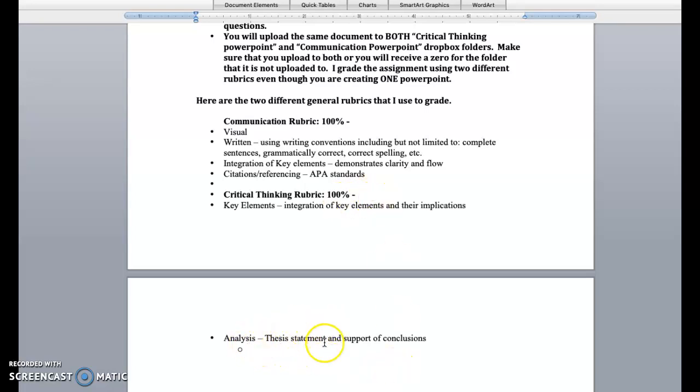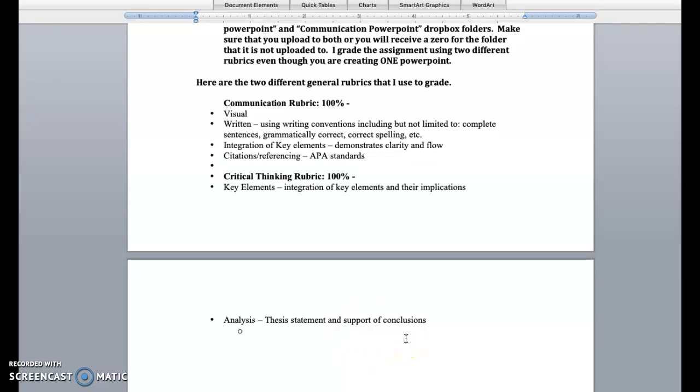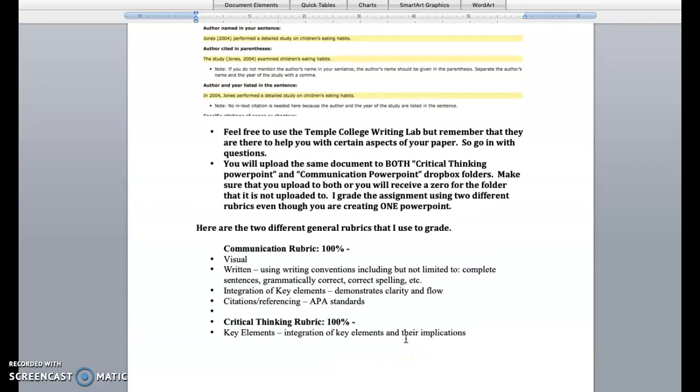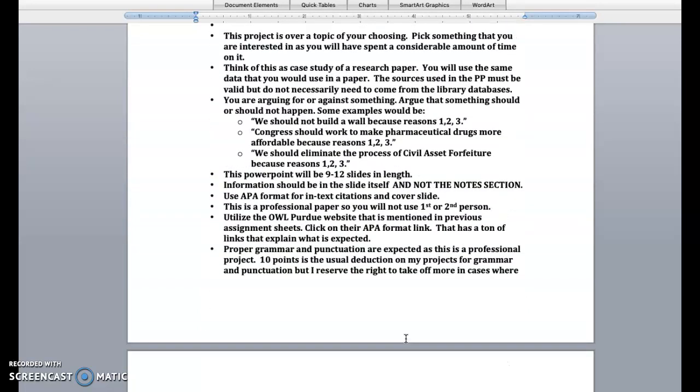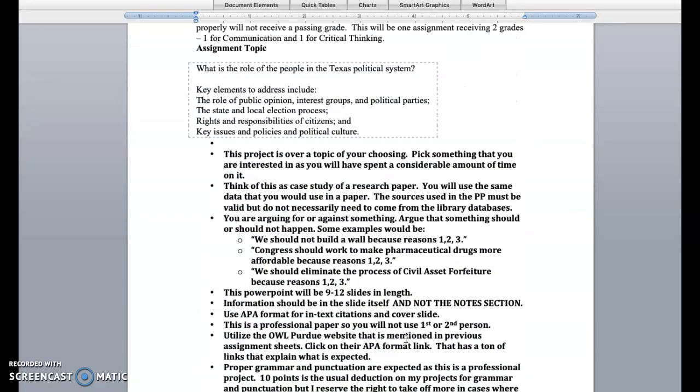And then analysis: make sure you've got a thesis statement in support of your conclusion. So you're arguing something and presenting it with your data points and then with your actual critical thinking analysis. If you have any questions, email me. The confusing part is wrapping your head around writing a research paper into a PowerPoint, and making sure the topic you choose regarding some aspect of the Texas political system addresses these elements. So it's a case study of your topic.